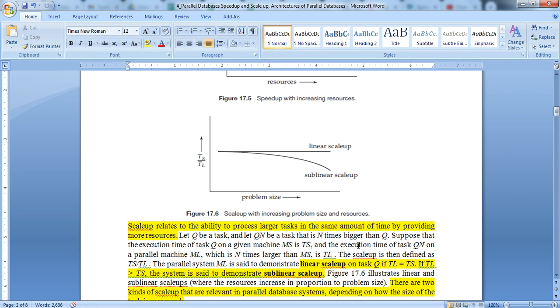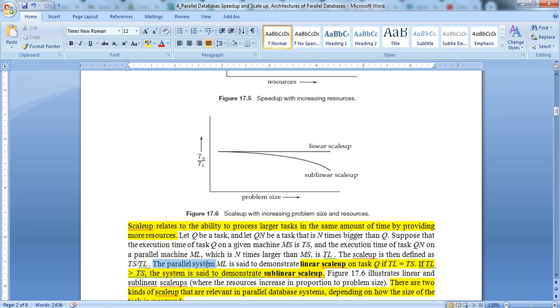And the execution time of QN on the parallel machine is TL, right? We can say that the parallel machine is the large one, TL, and TS means the small. The scale up is then defined as TS divided by TL, right? TS is the small machine task execution time, and TL is the large machine execution time. The scale up is then defined as TS divided by TL.